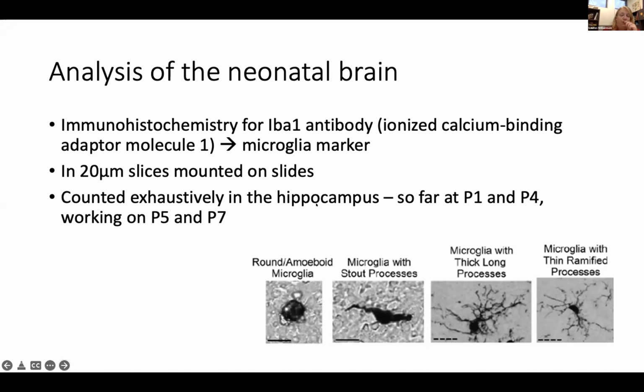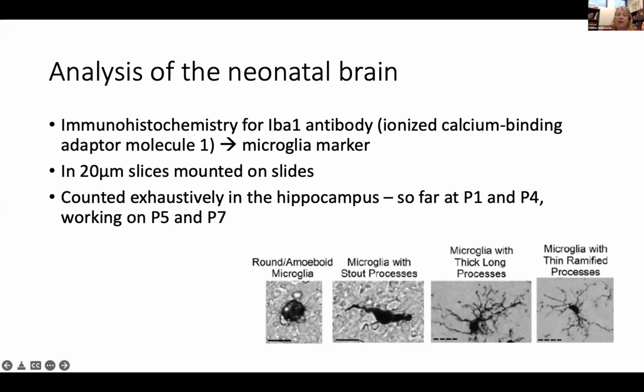The first thing, the thing that has taken a very long time, but my students have been really great at it, is that we did immunohistochemistry for the IBA1 antibody in neonatal brains. So they sliced them at 20 microns, mounted them directly to slides, and we stained them, and then they counted exhaustively in the neonatal hippocampus in 5 slices.